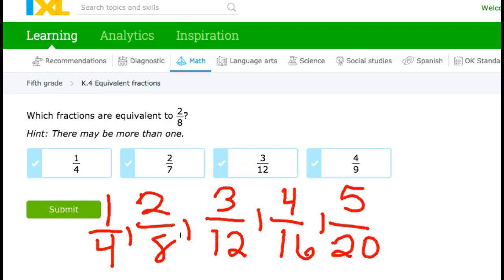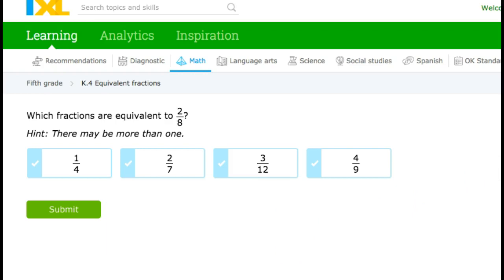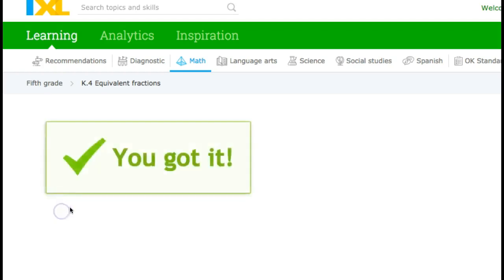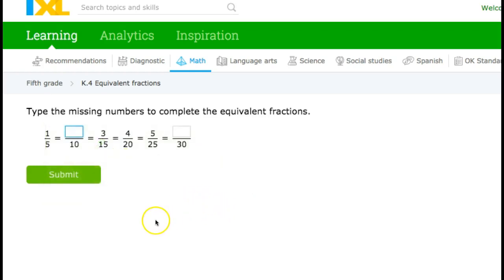Okay, so let's take a look at what I have up here. Well, I have my 1/4, which is listed here because it's equivalent to 2/8. I have 2/7. Is that in here? Nope. 3/12. There it is. 4/9. Nope, definitely not 4/9. It would be 4/16 in this case. So my two equivalent fractions are 1/4 and 3/12. There you go. All right.